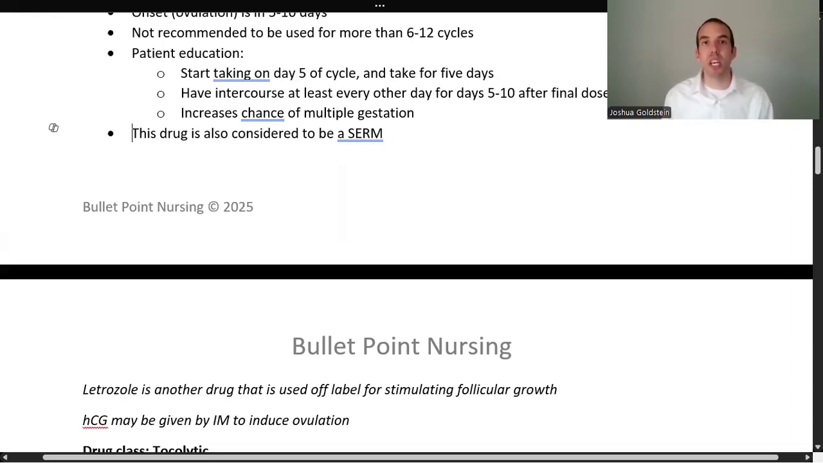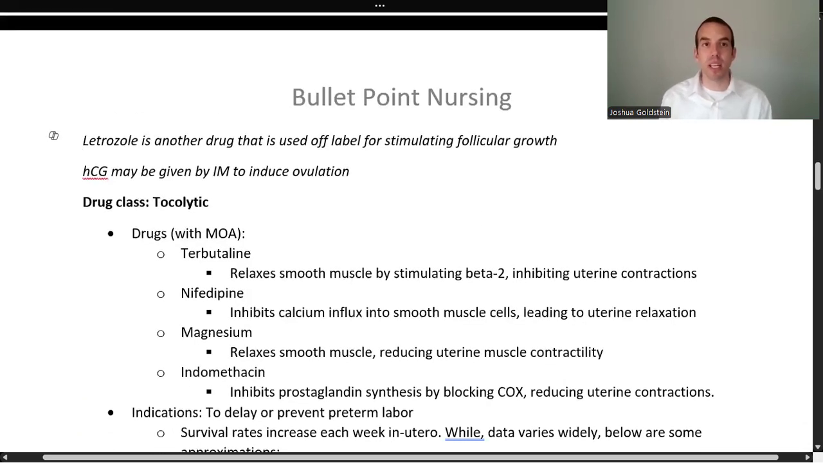We can give it by IM injection, and usually then that will stimulate ovulation. And usually the OB will be able to tell you exactly when after the injection you're going to have ovulation, to know the exact window to try to have sex to result in a pregnancy.